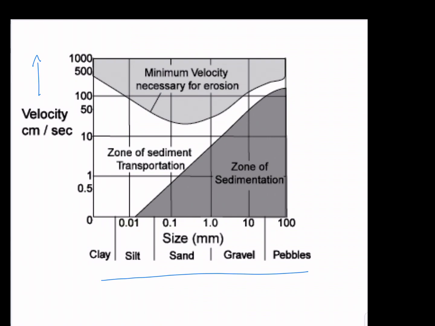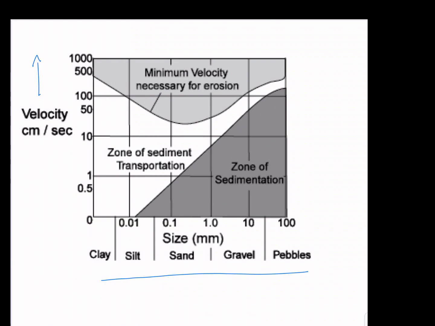Both scales in this graph are logarithmic, meaning that they don't increase by equal amounts at every interval. So in size, we go from very, very small particle sizes in clay that are less than 0.01 millimeters in size, up to pebbles, which can be fairly large, as many as 100 millimeters or 10 centimeters in diameter. For velocity, this graph goes from 0, so standing or still water, all the way up to 1,000 centimeters per second.